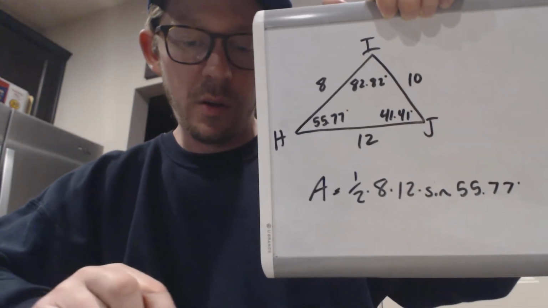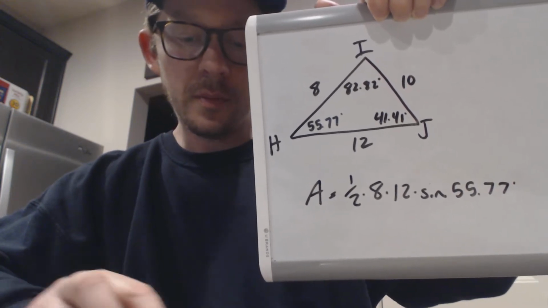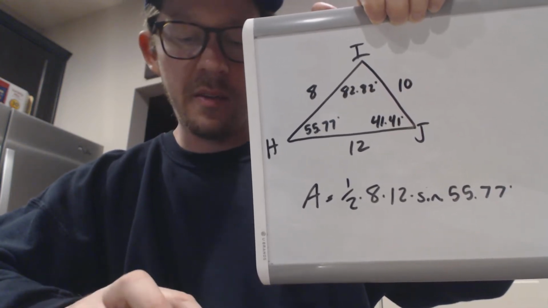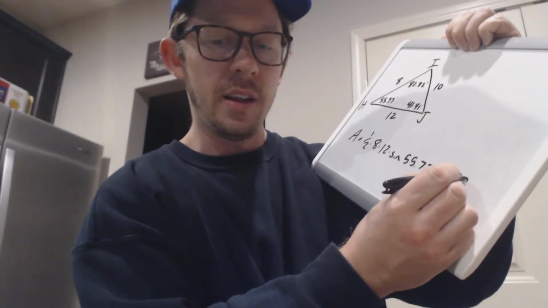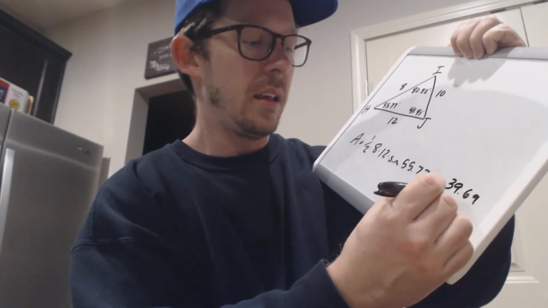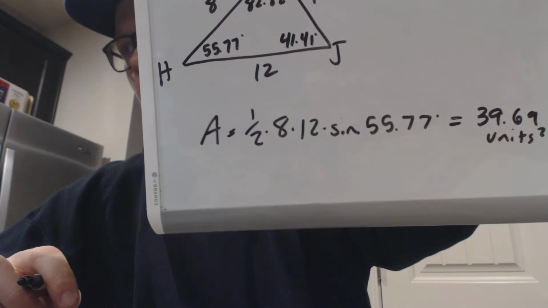So let's calculate this real quick. 1/2 times 8 times 12, times the sine of 55.77. Make sure you're in degree mode. And I'm getting that's approximately 39.69 units squared.